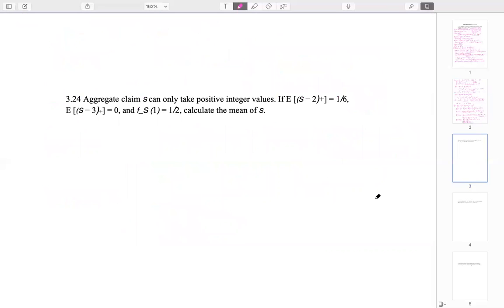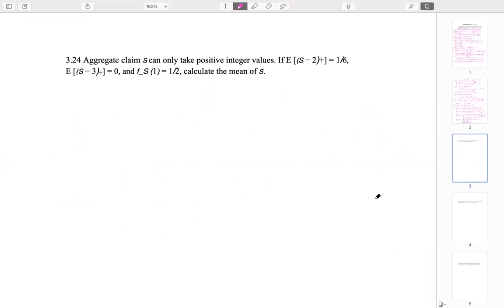But they test us on everything. So there are different methods to solve this kind of question. Next one is 3.24. Aggregate can only take positive integer values. Okay, that's good. The expectation of S minus 2, taking the positive part, is 1 over 6. The expectation of S minus 3, taking the positive part, is 0. The probability that S equals 1 is 1/2. Calculate the mean of S.